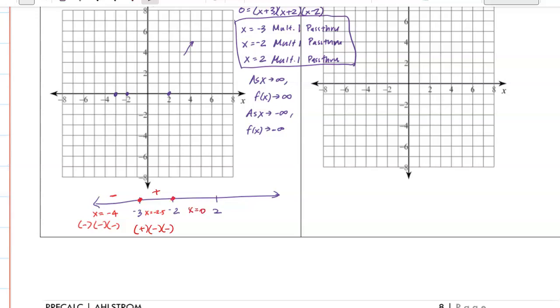x equals 0. That's going to be a positive, positive, and wait a second. Going to be a positive, positive, and a negative. I was about to say, x equals 3. That's going to be a positive, positive, and positive.